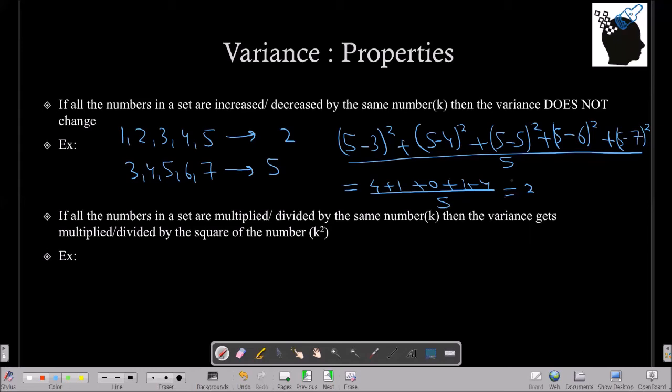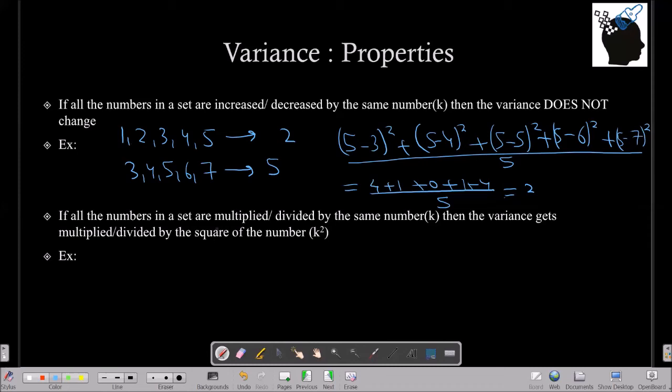Now why did this happen? Because this is very similar to what we used to do in range. Because we are subtracting all the values from the mean. So whatever increment has happened in all the values, the same increment happened in the mean. So when you are subtracting the values from the mean, the change we made actually cancels out. So the variance remains the same.